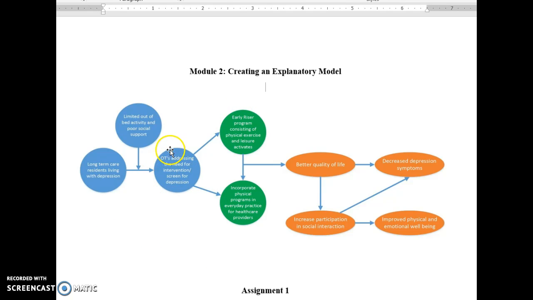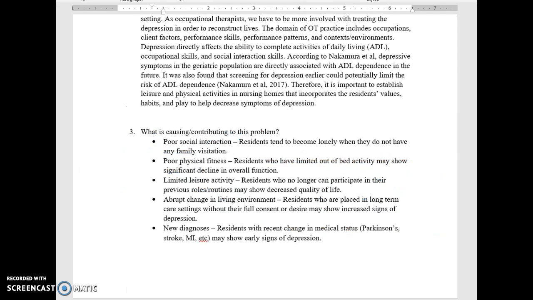Be careful with the apostrophe. OTs is plural, not possessive, but I think I would just add in a couple of these other influencing factors that you have. Poor social interaction would fall into the one you already have. Poor physical fitness is one that's definitely important. Limited leisure activity, you kind of have that with limited out of bed activity. Change in living environment, I think, is another important one to include as one of those influencing factors.